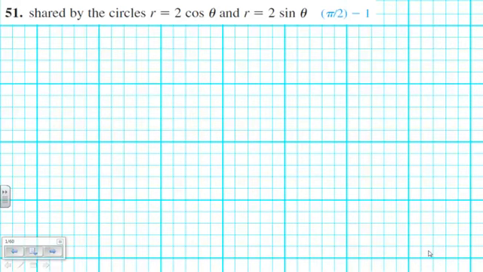So here's problem number 51. We're not going to do the entire problem. We'll only do the setup part, and then we'll assume that we can handle the integration later. Let's take a look at what these graphs look like.